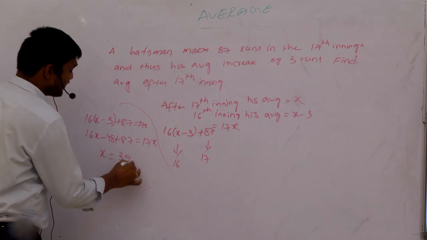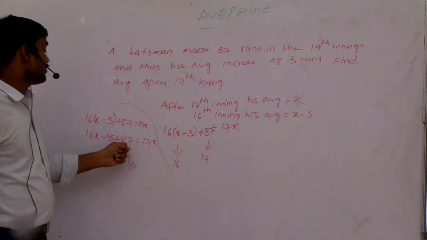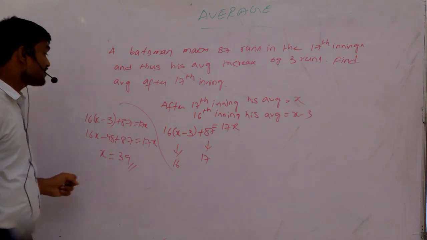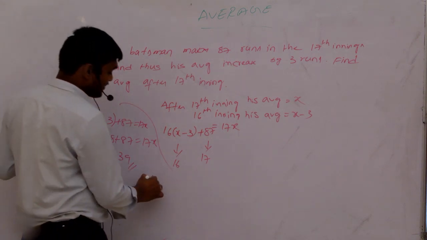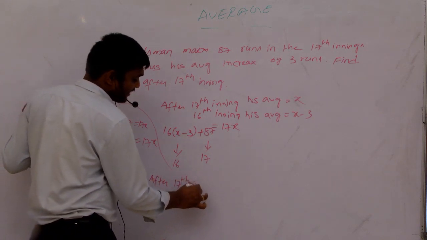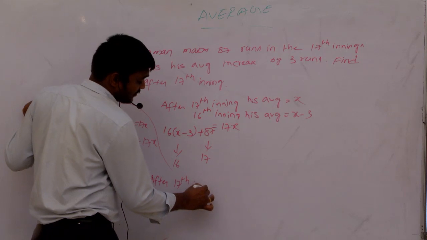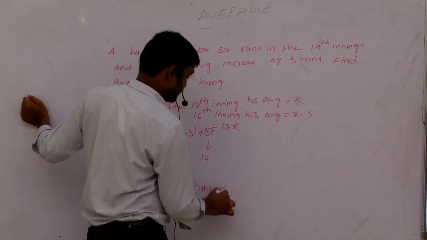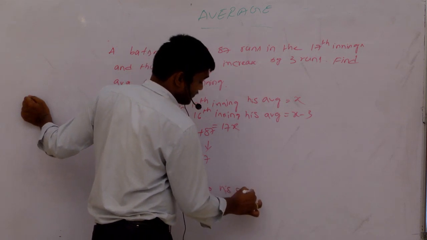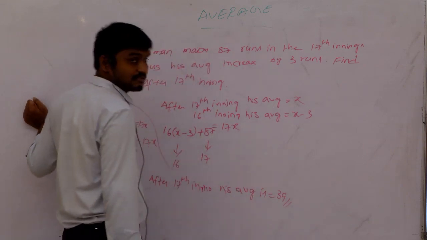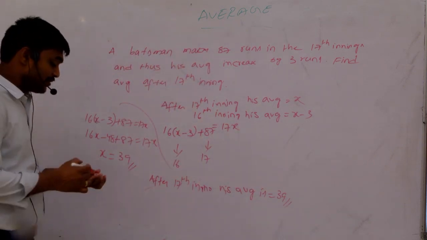To 39. So x equal to 39. After the 17th innings, his average is 39 runs. So next question.